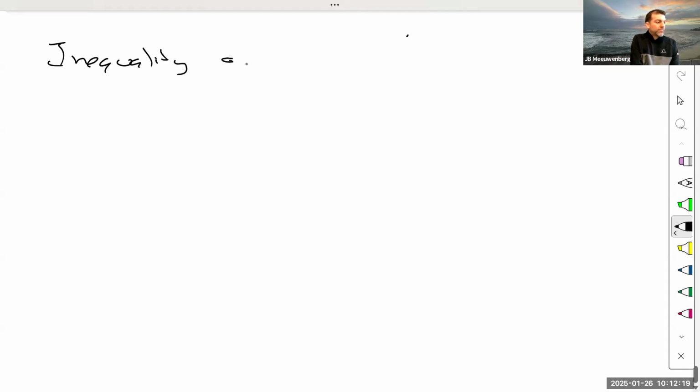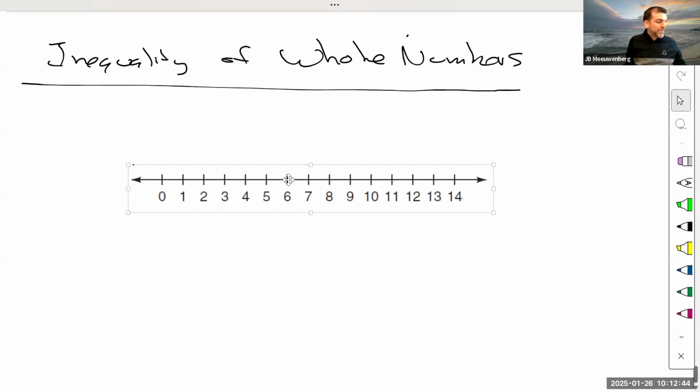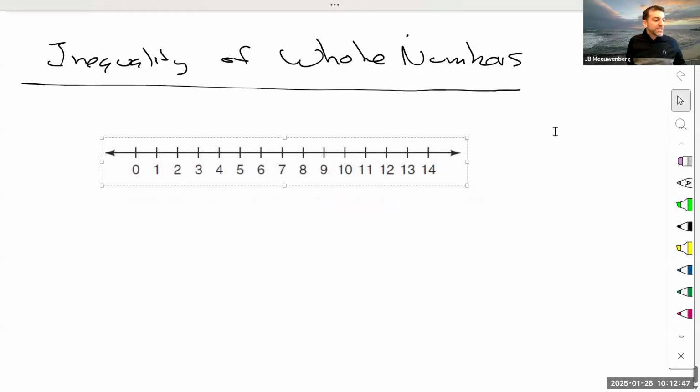Inequality of whole numbers. And this is something that is sort of intuitive in terms of where numbers fall on a number line in order that you count them. And so what I'll do is I'll just start by sketching a brief number line. So just going to copy and paste that. Starting with 0, because we're talking about whole numbers.